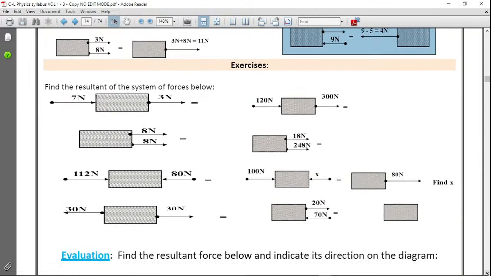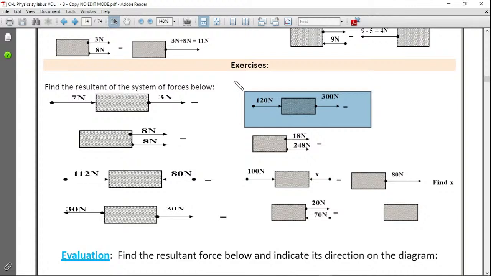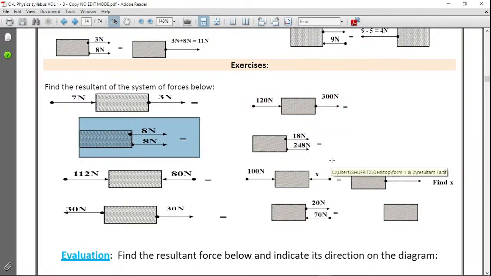Now let's look at these exercises. We have all of this. The resultant force should normally be how many newtons? 10 newtons to the right. Here, 420 newtons to the right. Here, 16 newtons to the right.